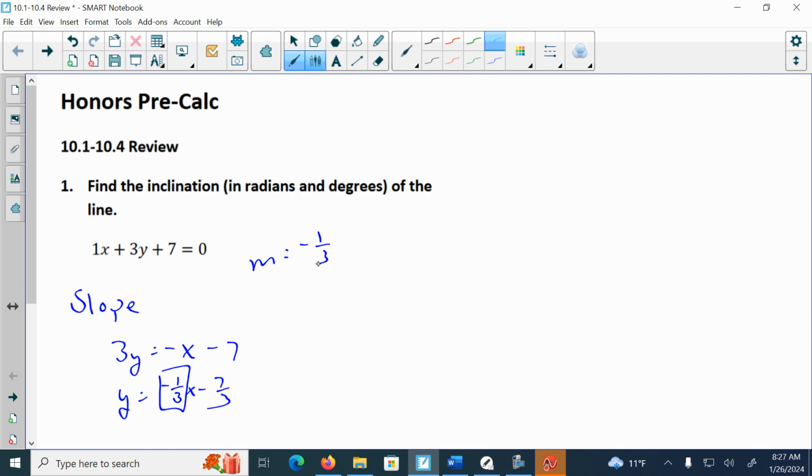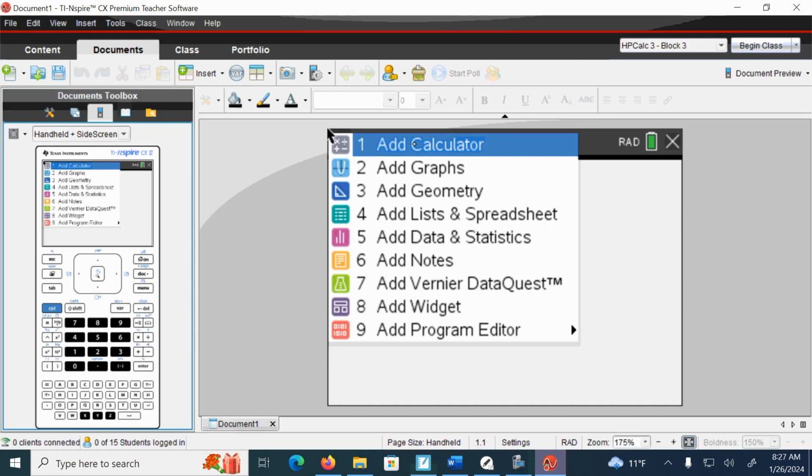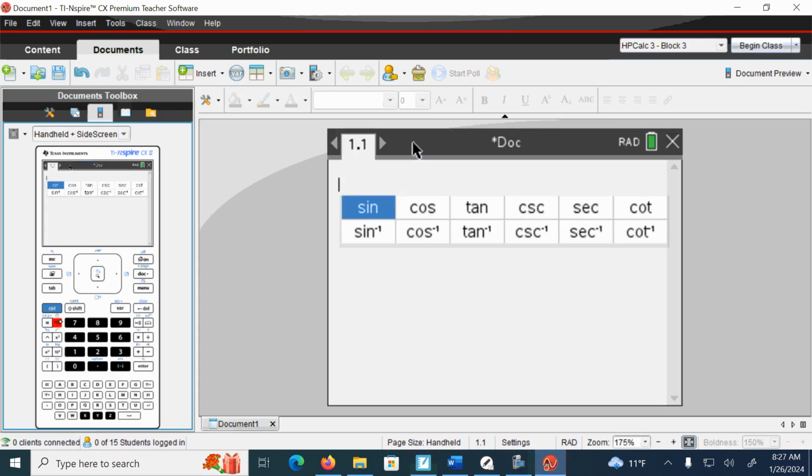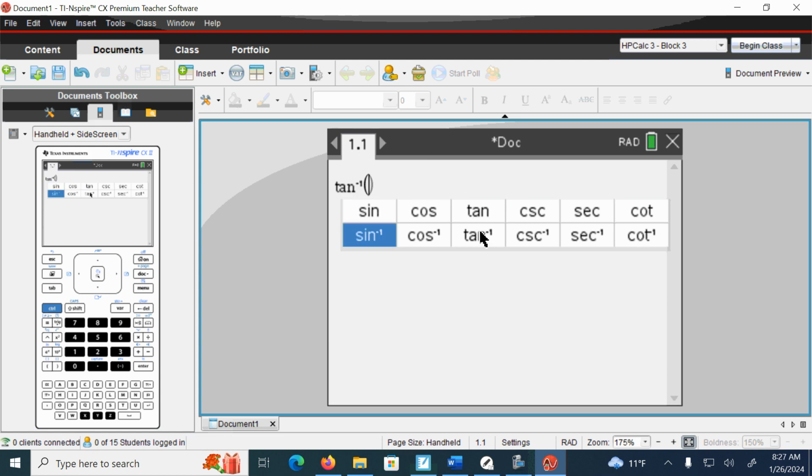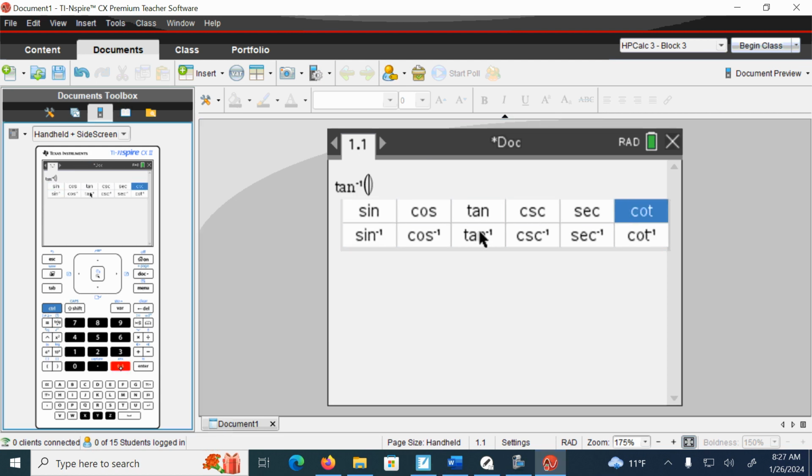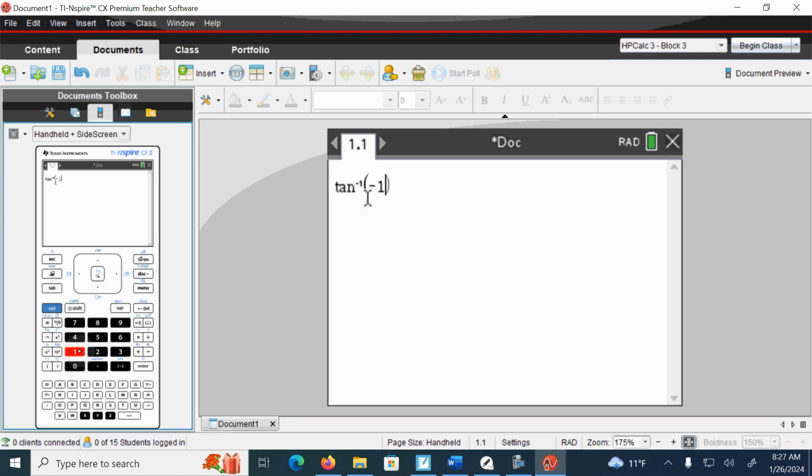To find the inclination, I'm going to do the inverse tangent of that slope. I'm going to do the inverse tangent of negative 1/3. That's going to give me my angle. I'm going to put that in my calculator, and you guys should know how to do this in your calculator. If I do the inverse tangent of negative 1 divided by 3, I'm going to get that. That's in radians. We're going to round to 3 decimal places.